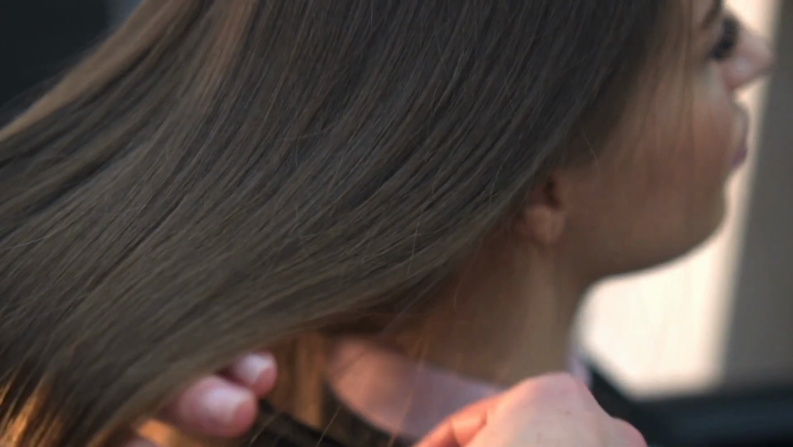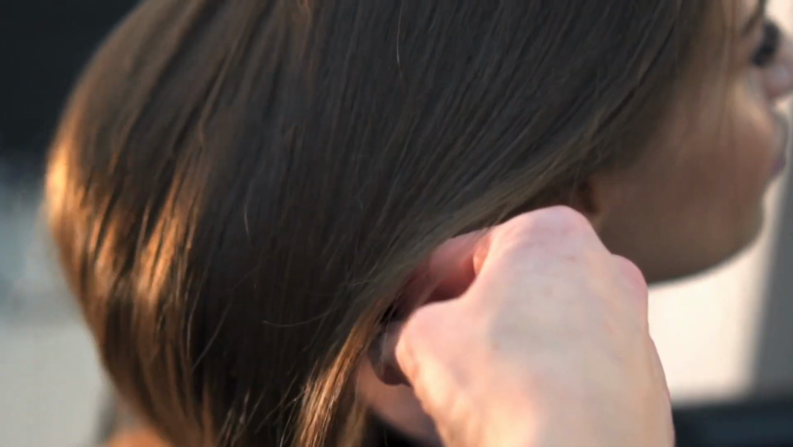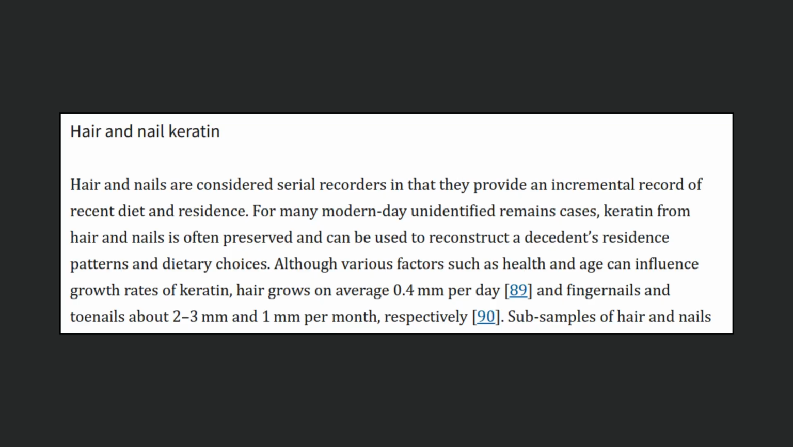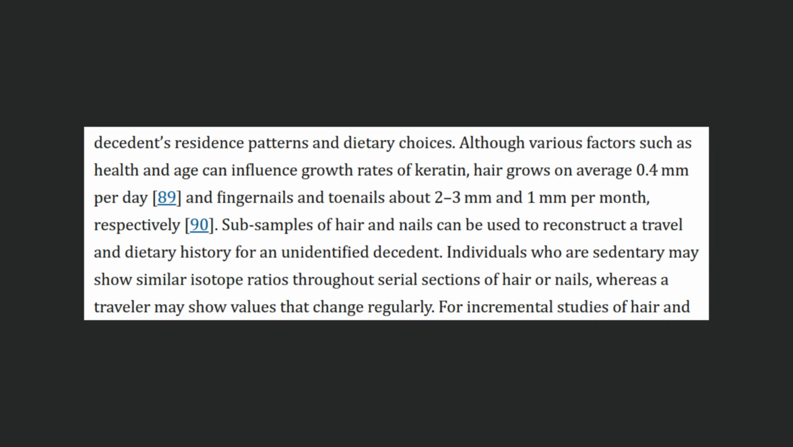In modern-day unidentified remains cases, the keratin from hair and nails can be well preserved and thus can be useful from an investigative forensic standpoint, as it can be used to understand movements and activities and diet just before the death, for example. Hair grows on average 0.4 millimeters per day, and fingernails 2 to 3 millimeters per month. These rates of growth fluctuate as the subject has been sedentary or if it has travelled recently. Therefore, it is useful to measure the difference in isotope composition to understand chronology.